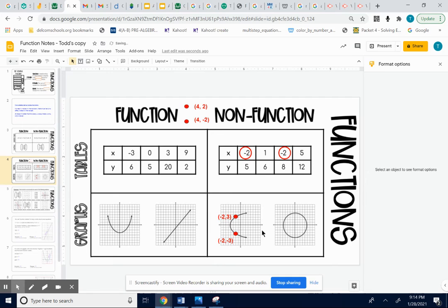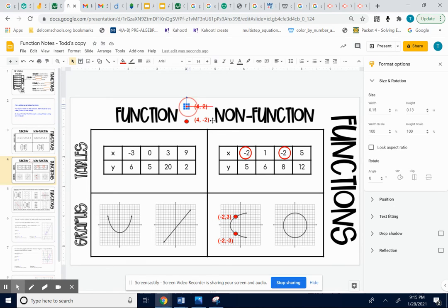Look what's happening here. This x value of -2 is going with two different y values. That's a no-no. That's not a function. Something similar is going on over here. There's a whole bunch of different points that we could use to say it's not a function. I'm just choosing one that's easy to see.